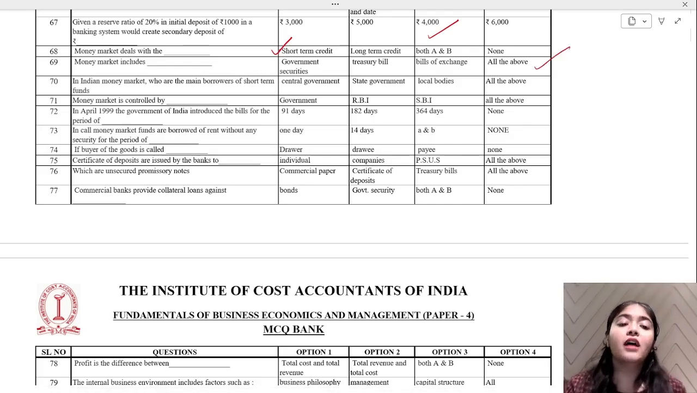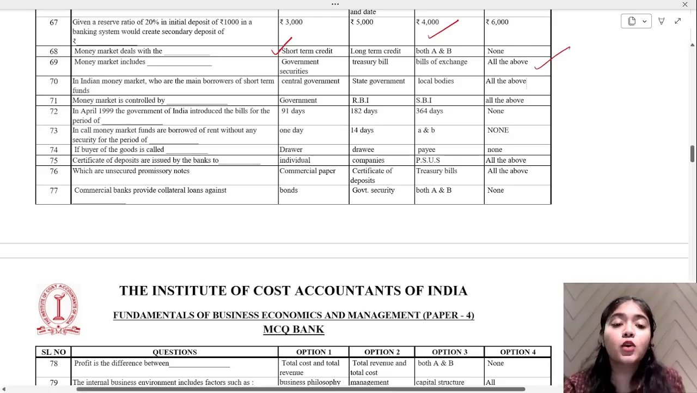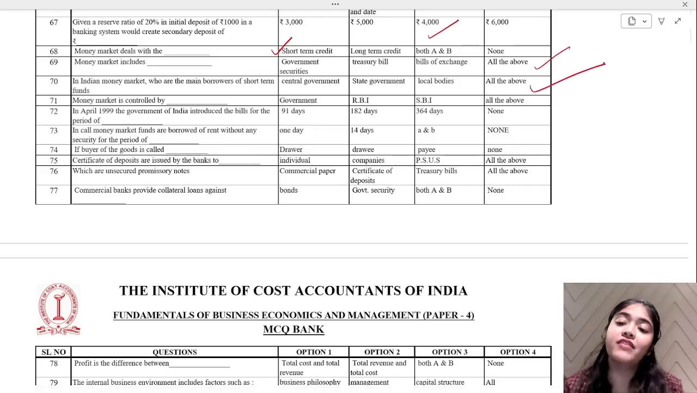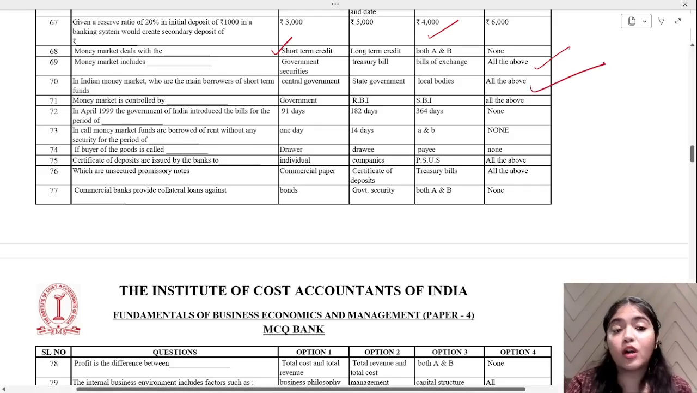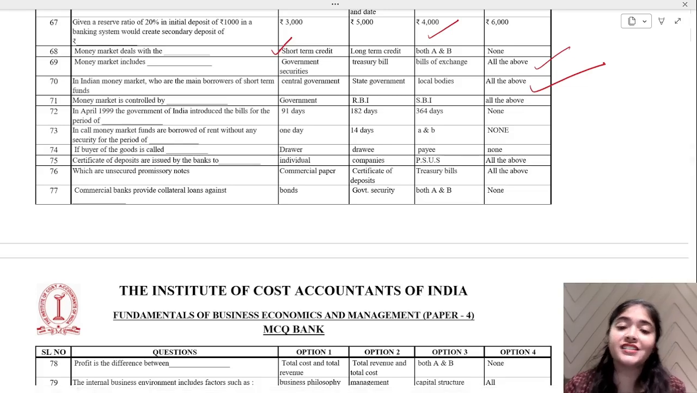In the Indian money market, who are the main borrowers of short-term funds? Central government, state government, local bodies. Yes, everyone is a main borrower of short-term funds. Money market is controlled by government, RBI, SBI, or all of the above. You guessed it right. RBI is the correct answer.